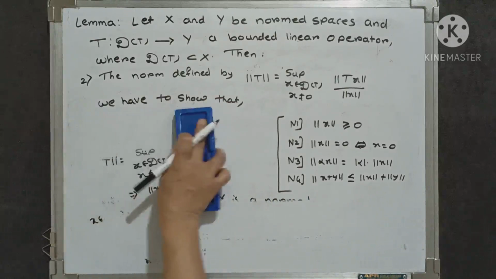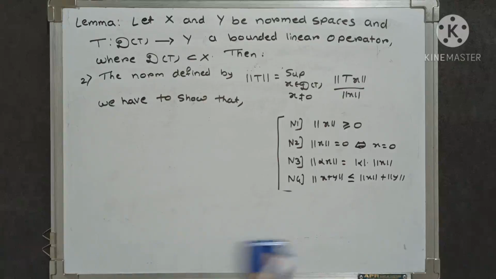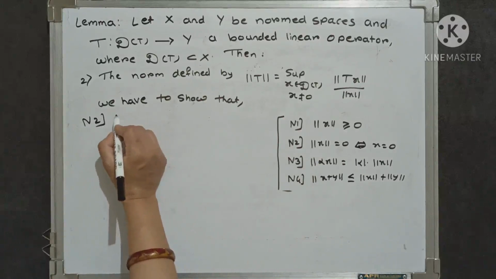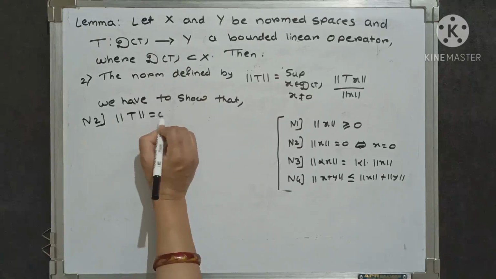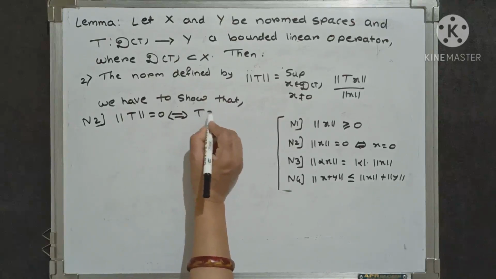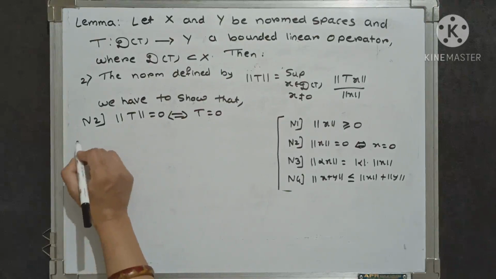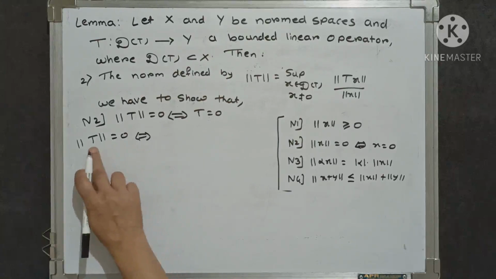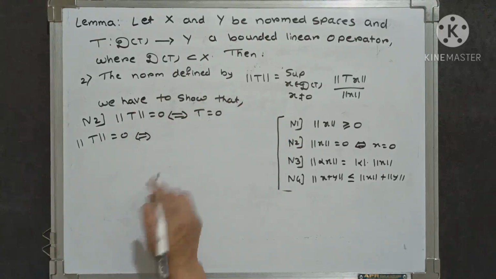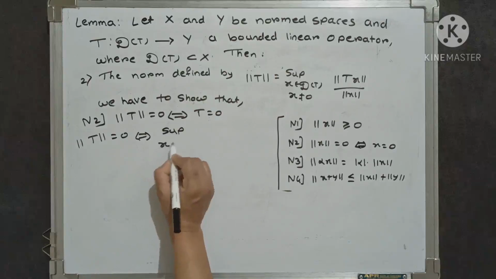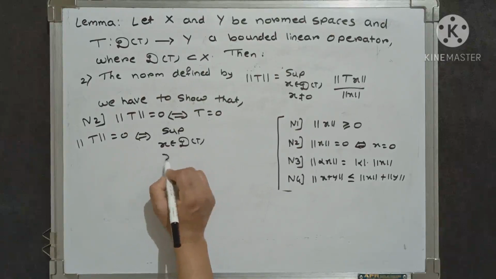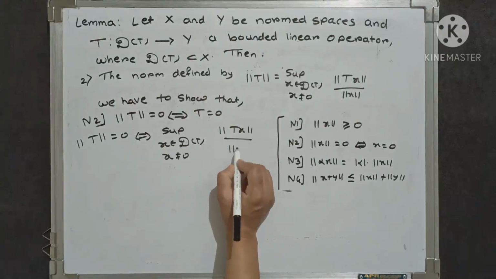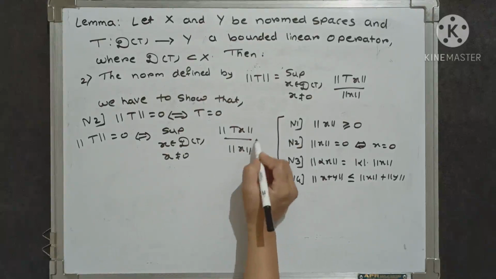Now we come to the second axiom. In the second axiom, we have to show that N2. In N2, we have to show that norm of T equals 0 if and only if T equals 0. So we start with norm of T equals 0. Norm of T equals 0 if and only if, we just write down the definition of norm of T, that is equal to supremum over x belongs to D(T), x not equal to 0, of norm of Tx divided by norm of x, that is equal to 0.